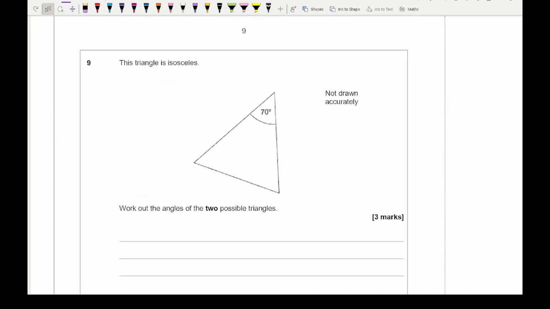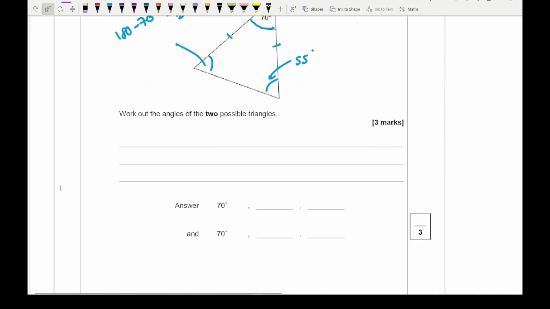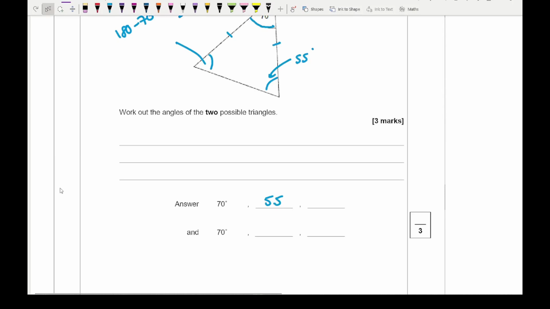So moving on to question 9, it says this triangle is isosceles, and the question is asking us to work out the angles of 2 possible triangles. So for the first one, we could say that this is going to be the unique angle in which these 2 sides are going to be equal. So to work out what this angle and this angle is, what I need to do is do 180 minus 70, which is 110, divide that by 2, and that gives me 55. So this angle could be 55 and so could that one. So one possible triangle is 55 and 55.